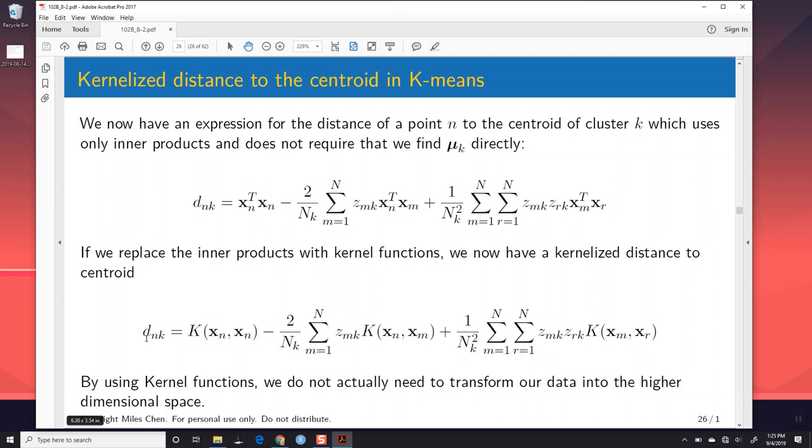And how did I get the centroid of cluster K? The old-fashioned way was I had to figure out which points belong to cluster K, and then I sum up dimension one, take the average, sum up dimension two, divide by however many, take the average, and I had to do that. I don't even have to do that here, okay? This is the distance from point N to the centroid of cluster K without having to actually calculate the centroid.